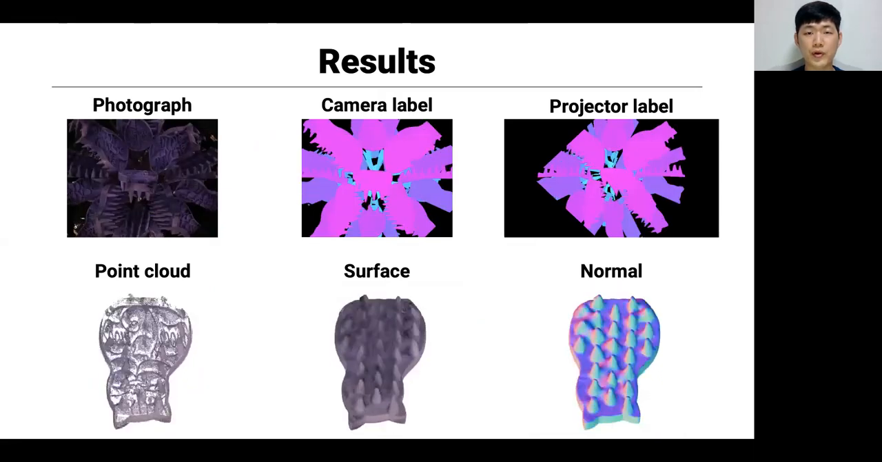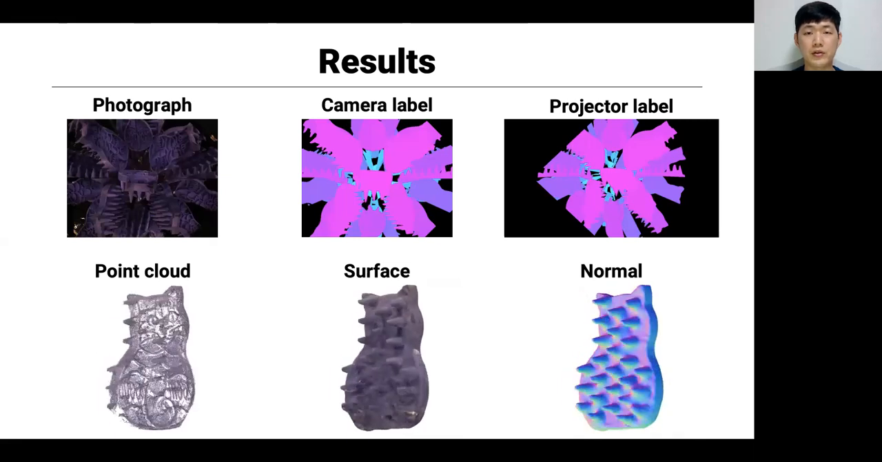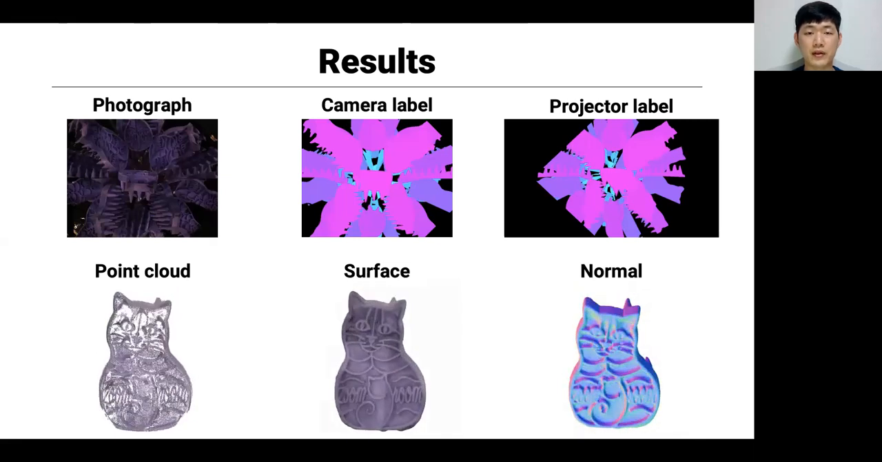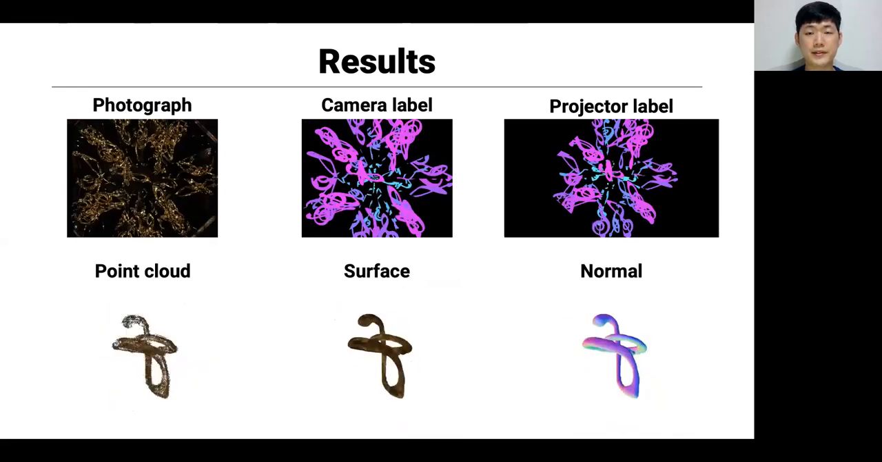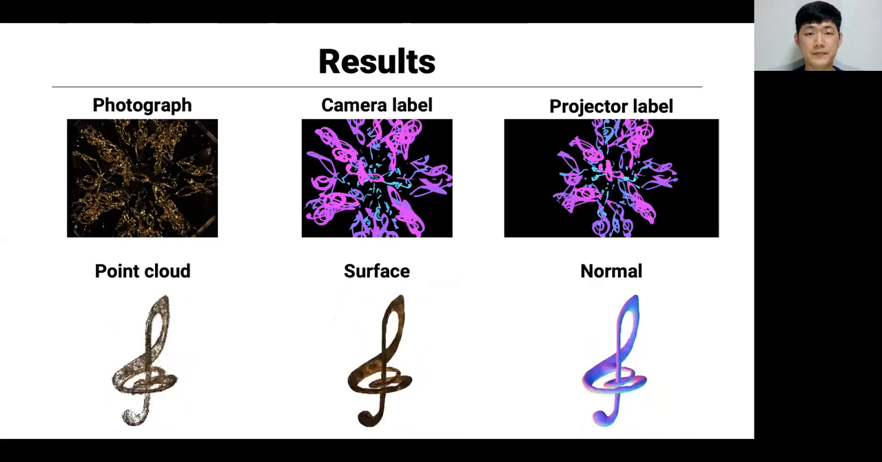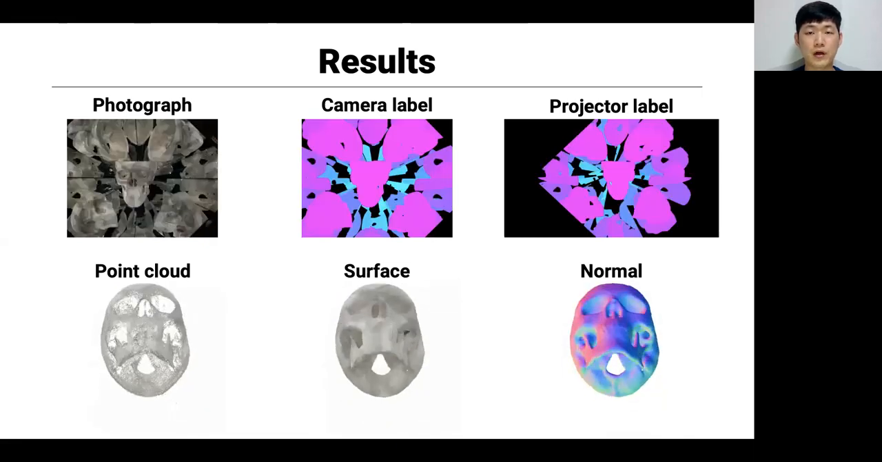Our system also reconstructs this test-shaped brush with full surround coverage that includes severe self-occlusions and concavities. The object that has the shape of the treble clef and skull are also reconstructed with full coverage.